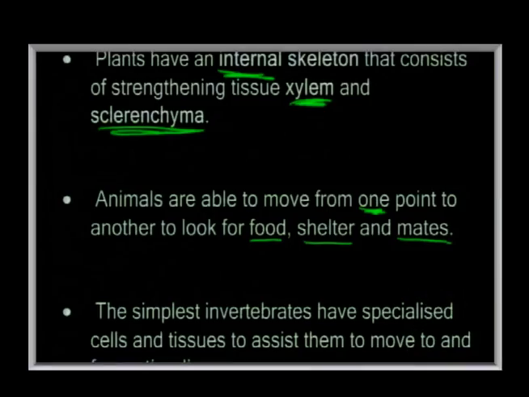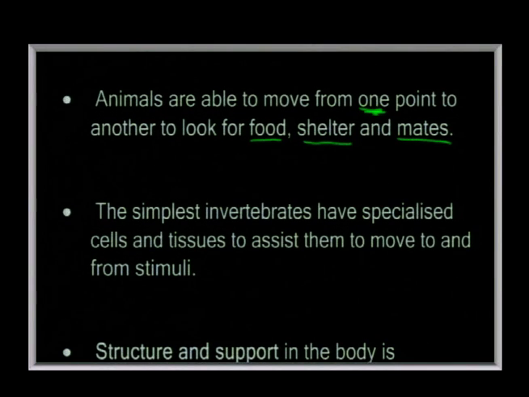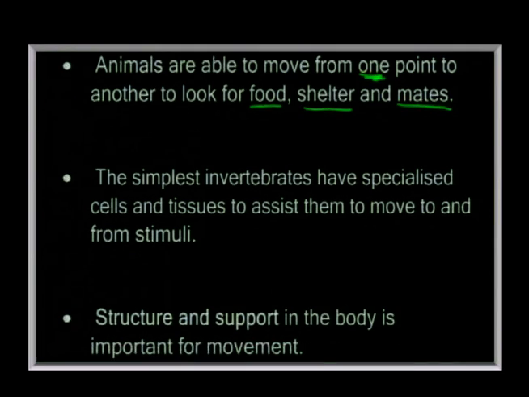All right, now, the simplest invertebrates have specialized cells and tissue to assist them to move. Okay, just like the plants had strengthening tissue, they have to have specialized tissue as well. Structure and support in the body is very important for movement. So the way the structure is going to determine how that organism is able to move.